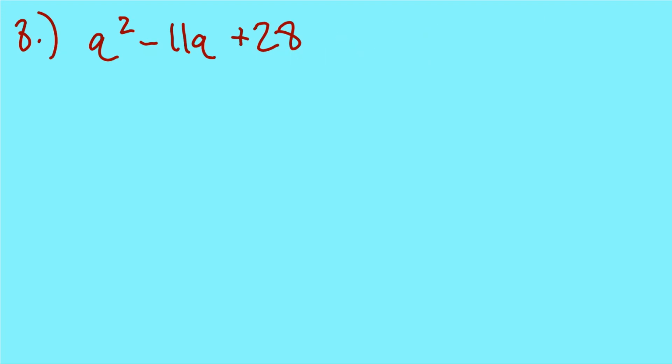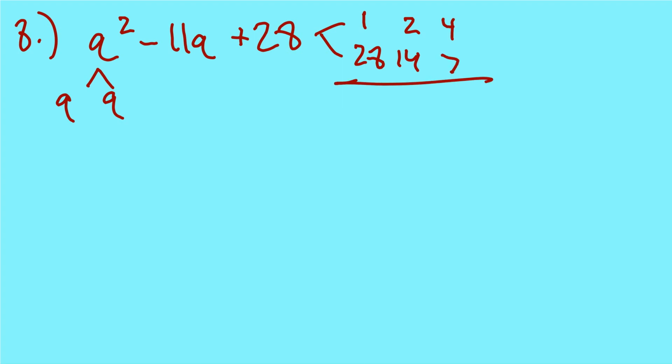Alright, number 8. I have q squared minus 11q plus 28. How do I get q squared? Q and q. How do I get 28? 1 and 28. 2 and 14, 4 and 7. Now, if I don't want to write all the negatives, I don't have to, because I have 4 and 7 equals 11.